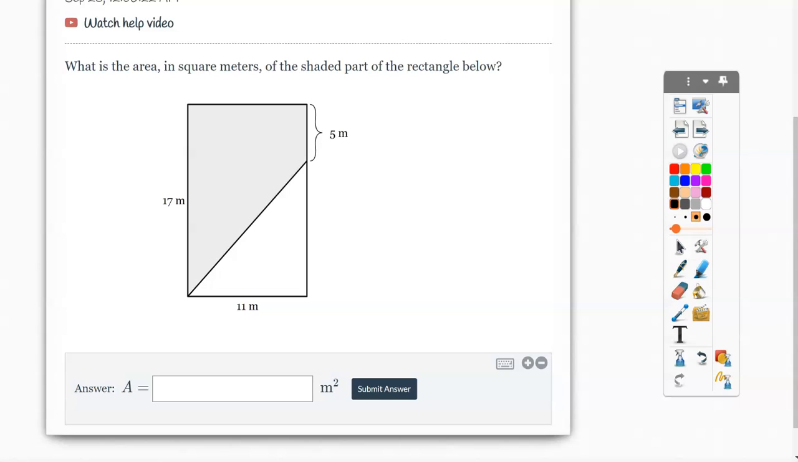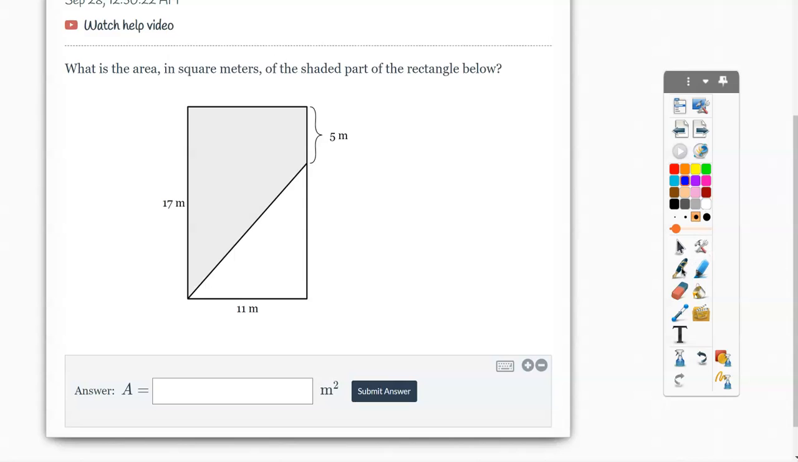All right, what is the area in square meters of the shaded part of the rectangle? Well, if you look carefully and trace your eyes along the outside edge here, you're going to see that this shaded part is a trapezoid. There are two parallel bases here and there, so that makes the bases 5 and 17. Now the height has to be a 90-degree angle, and that happens here.